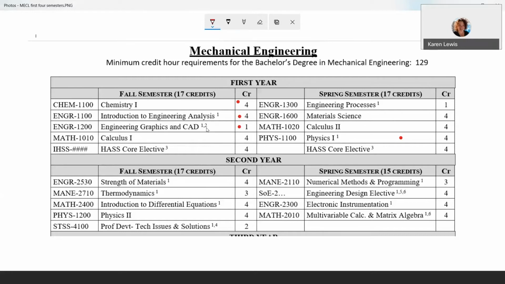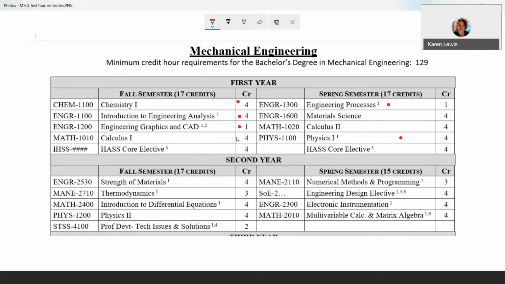Alternatively, you can also swap Engineering Processes, which is Engineering 1300, with Graphics and CAD. So what that would mean is we're just going to swap the two courses. You would take Processes in the fall and you would take CAD in the spring. So the sequencing of these courses doesn't really matter. Whatever fits with your schedule best is what you would ultimately do.